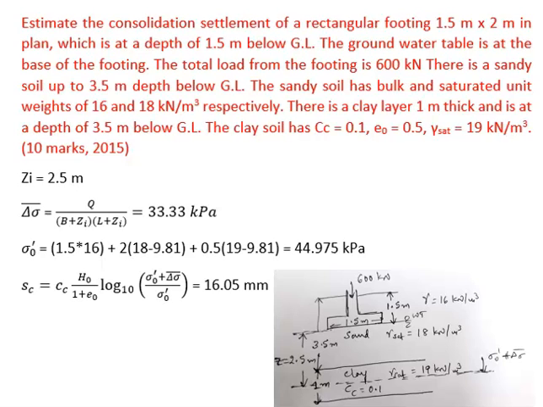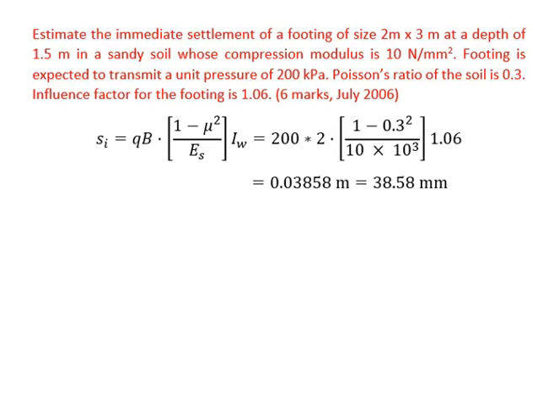This is also a similar problem. Here also 2 layers are given. We have to calculate the sigma naught dash and delta sigma dash corresponding to the center of the clay layer. Here the e naught value is also given, and the Cc value is also given. So we can directly substitute in the equation, and then we can estimate the consolidation settlement.